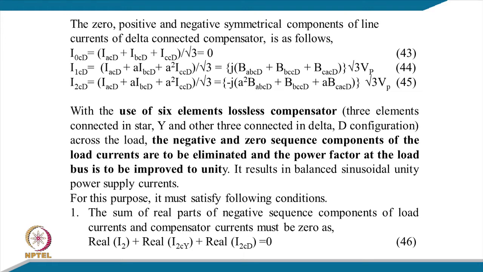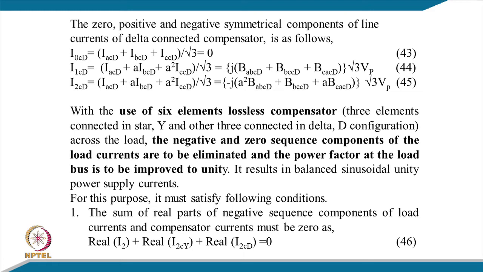So, well, with the use of a 6 element lossless compensator, 3 connected in star and the other 3 connected in delta configuration across the load, the negative and 0 sequence components of load current are to be eliminated, and the power factor at the load bus is to be improved to unity, and it results in a sinusoidal unity power factor supply current.